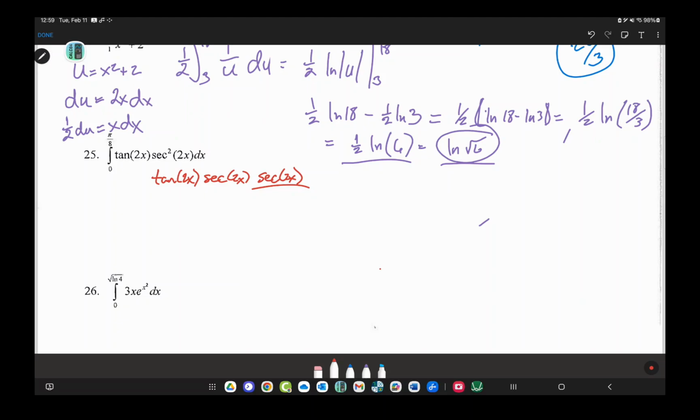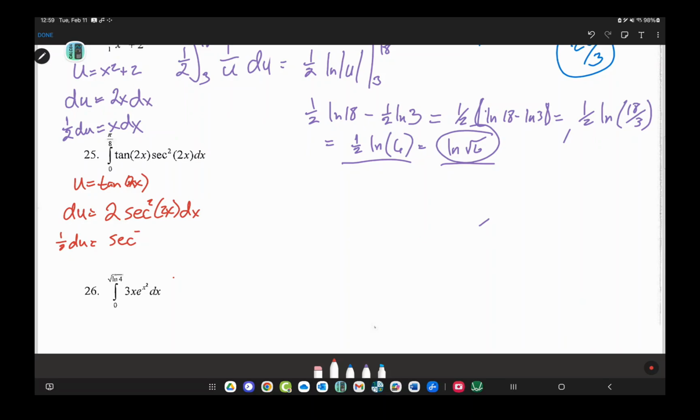Which would you rather do? What do you think is easier? Yeah, let's just leave it as tangent. You don't need that. So we'll say u is equal to tangent 2x. So du in that case would be 2 secant squared 2x. And we don't have a 2 there, so we do have to bring the 2 out front. So 1/2 du is equal to secant squared 2x dx.